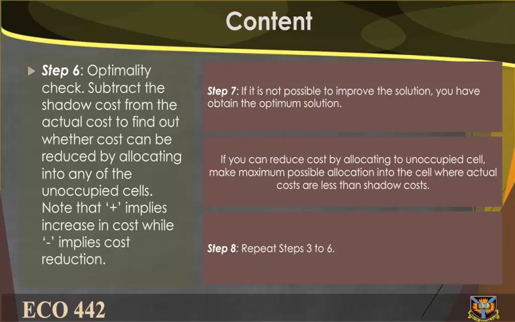Step 7. If it is not possible to improve the solution, you have obtained the optimum solution. If you can reduce cost by allocating to an unoccupied cell, make the maximum possible allocation into the cell where actual costs are less than shadow cost. Step 8. Repeat steps 3 to 6.